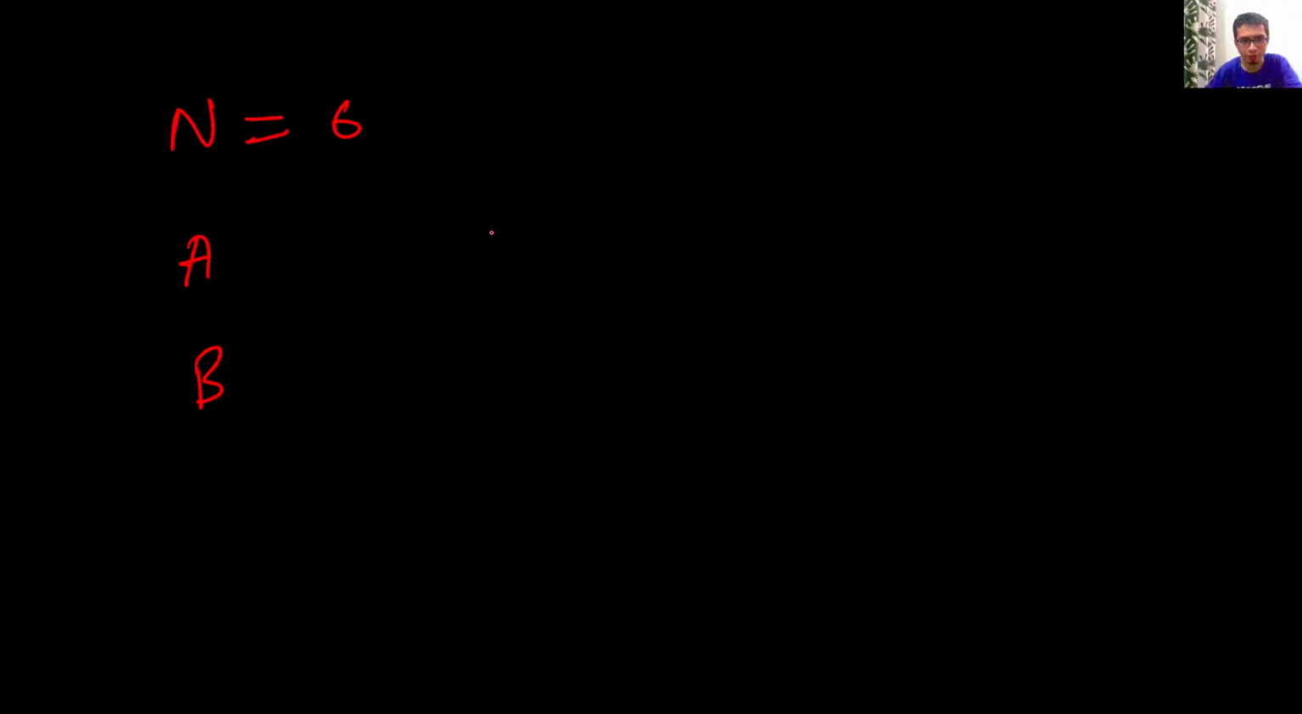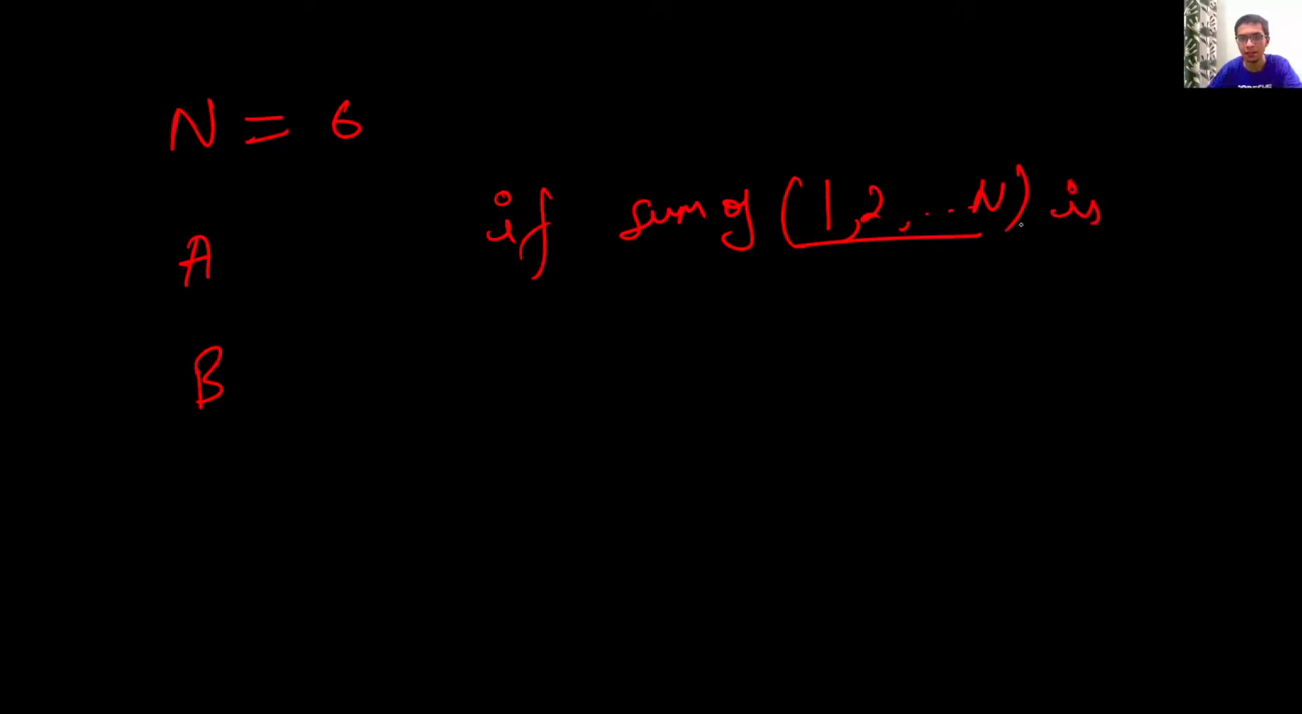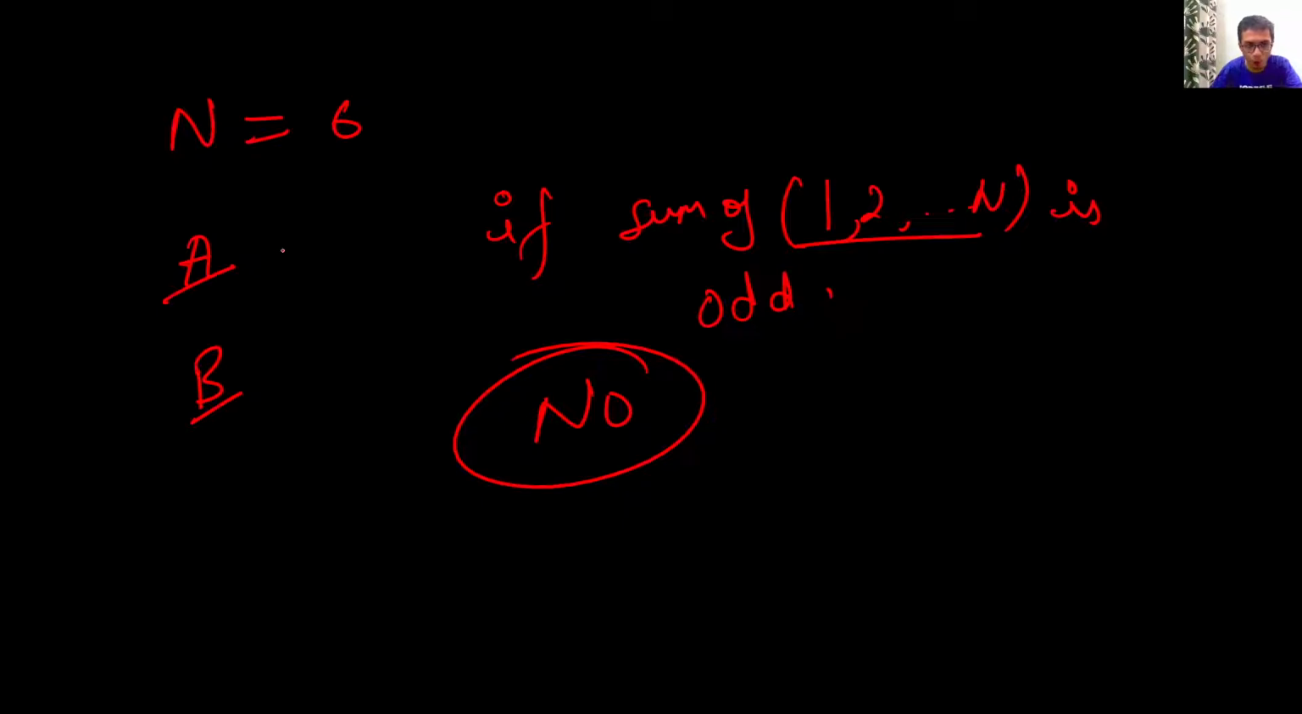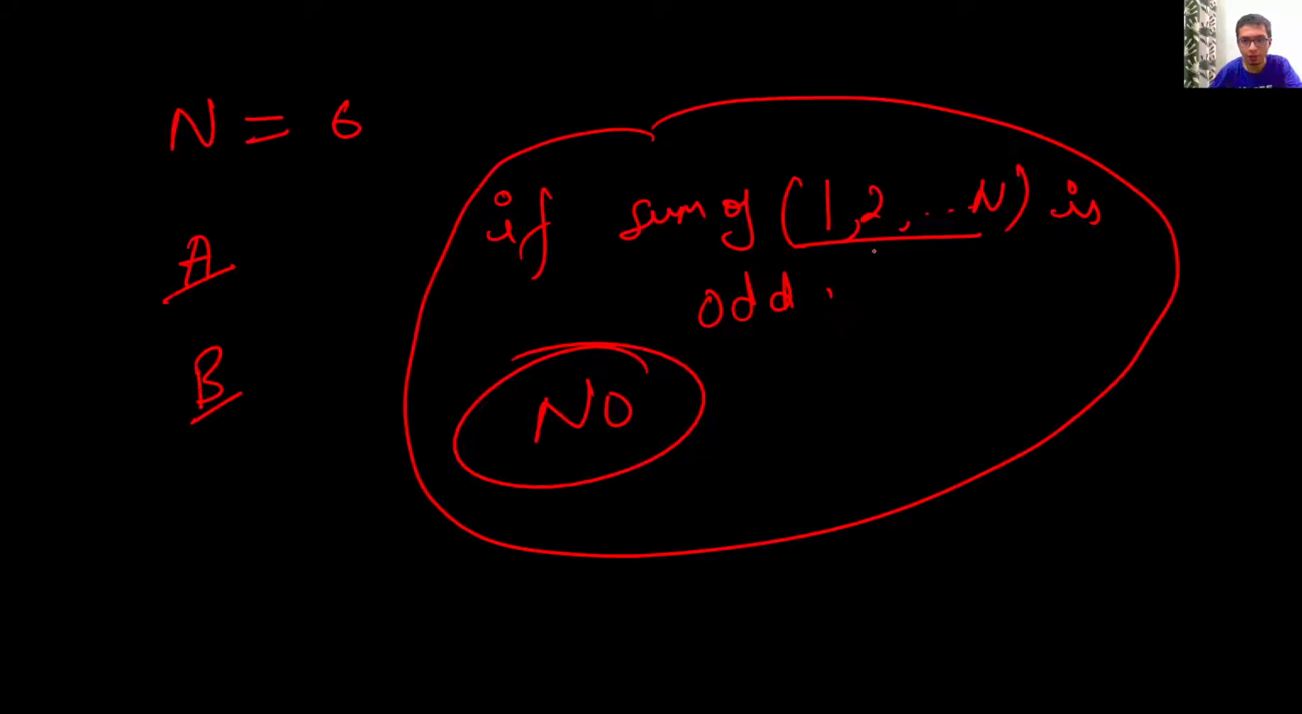So my first condition would be: if the sum of all the numbers from 1 till n is odd, then we would straight away print no, because it is not possible to make two arrays having equal sum, right? So this is my first condition. If the sum of elements from 1 to n is odd, then we would straight away print no.